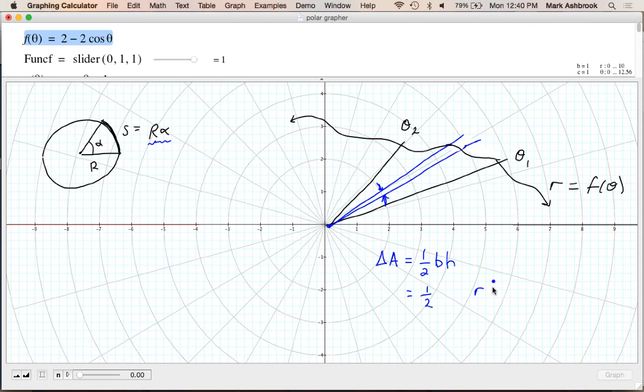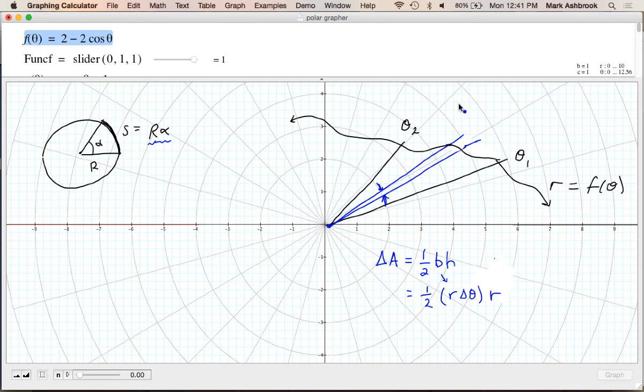D theta, delta theta. So that's our height. Oh no, that's the base. It's the base of the triangle, sorry. It's going to be the distance out, the R delta theta. And then what's the height of the triangle? So the height of the triangle would be from the base to the apex, this way. And what is that? Another R, right?